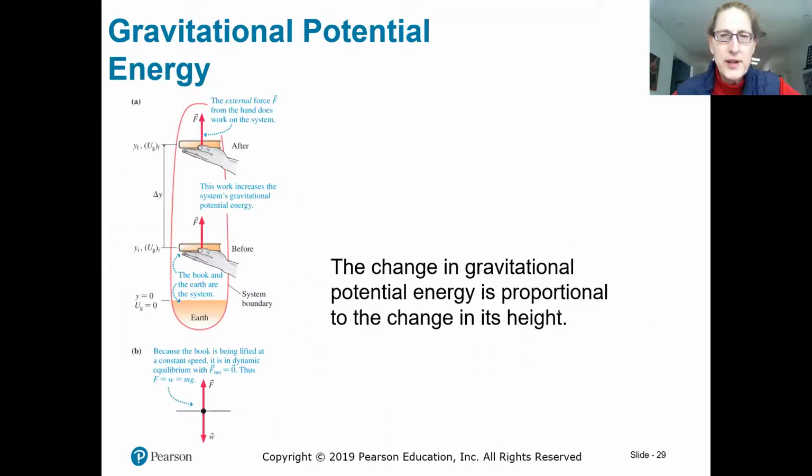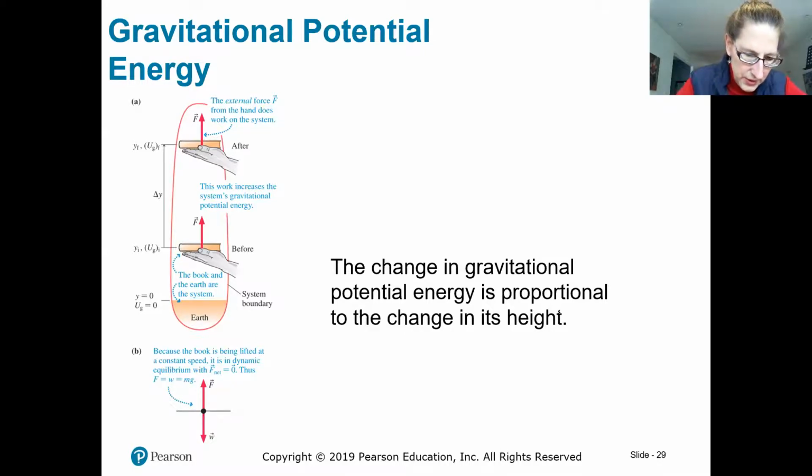So gravitational potential energy. This quantity we define when we're in a gravitational field, and gravitational potential energy only changes when you move vertically. So you're moving either in the direction of gravity or opposite the direction of gravity. If you move sideways across the gravitational field lines, you do not do any work.